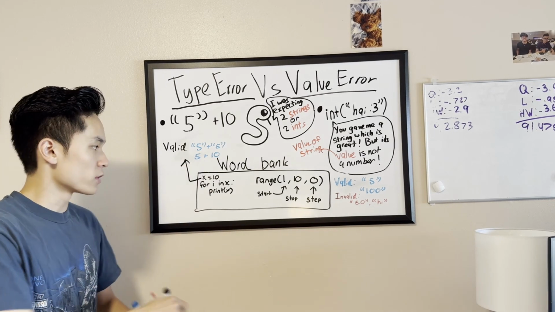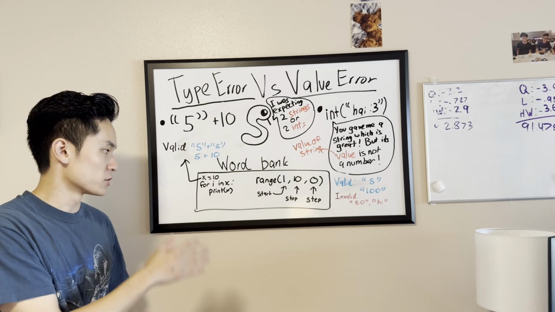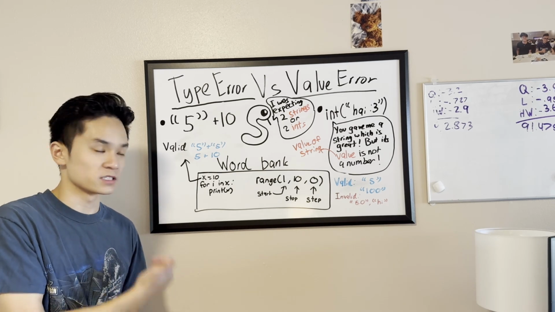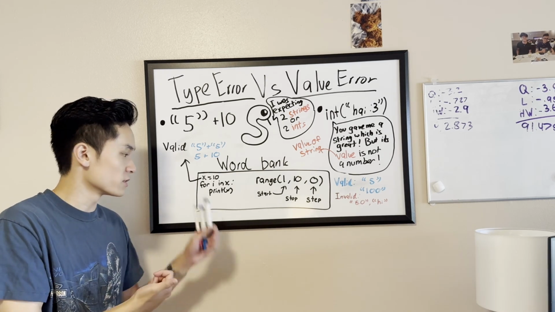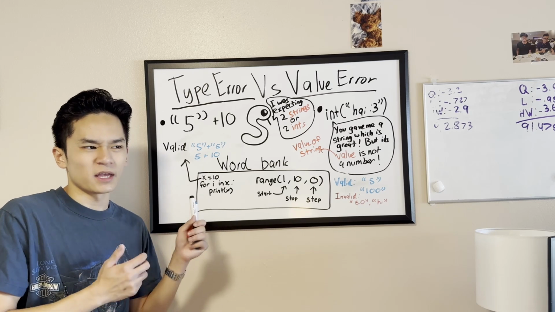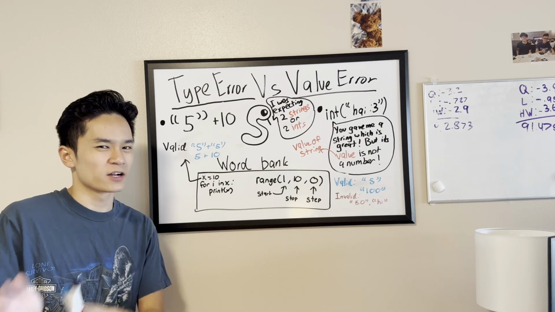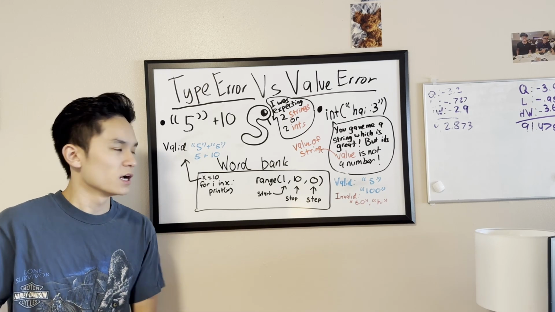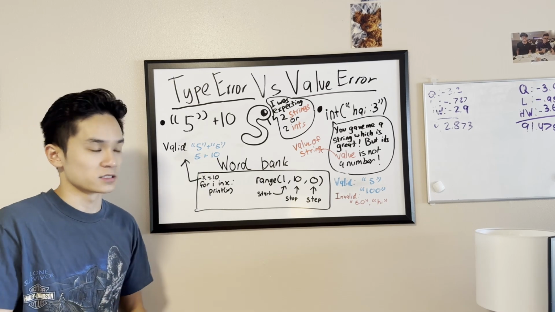Now remember, we're not reaching the value yet. We're just determining whether the type is good enough for us. So in this example, the type isn't good for us because it's not iterable. We can't go through an integer. So that's why we will get a type error.